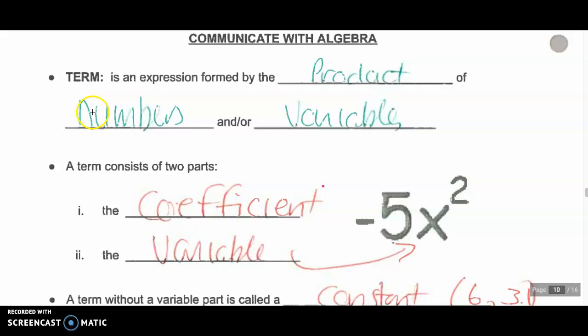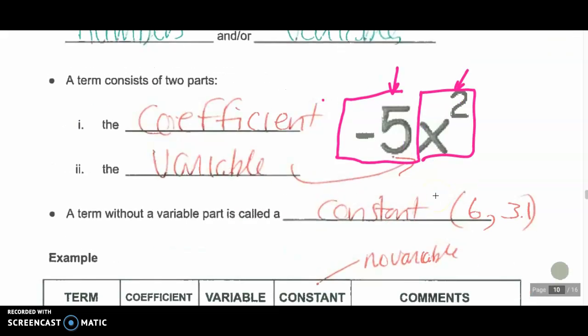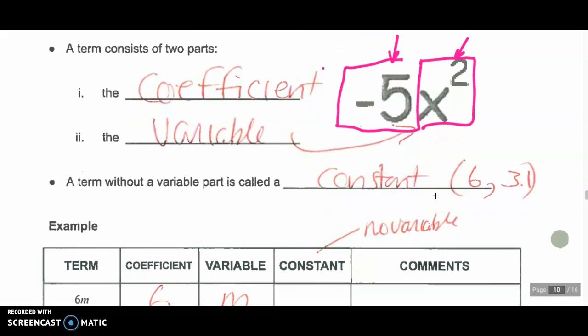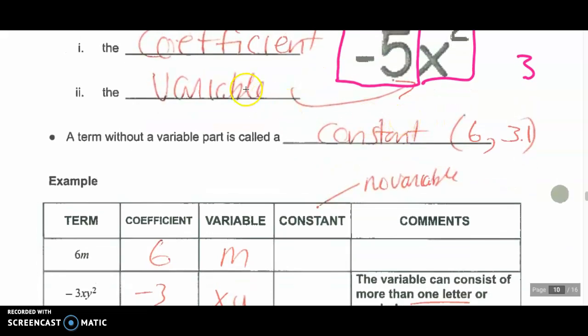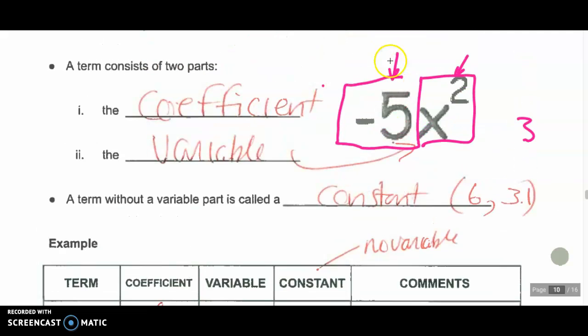Let's look at terms. A term has a coefficient, a number in the front, and a variable. So you have a number and a letter, or a bunch of letters. The number in the front is called your coefficient, and the stuff in the back, x's and y's and whatnot, are your variables. If you don't have a variable, it's just a plain old number. So if you just have, like, 3, that is called a constant. So constant, coefficient, variable. Coefficient and variable make a term.